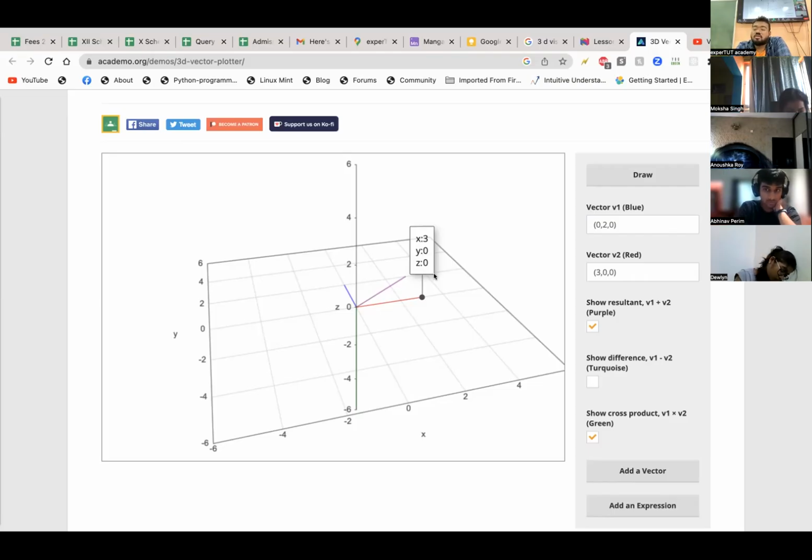Tell me, the vector 2I, is it unidirectional or bidirectional? मैं तुमसे पूछ रहा हूँ, क्वेश्चन सुनो. Is vector 2I unidirectional or bidirectional? Unidirectional. Okay. Is vector 2I plus 3J unidirectional or bidirectional?